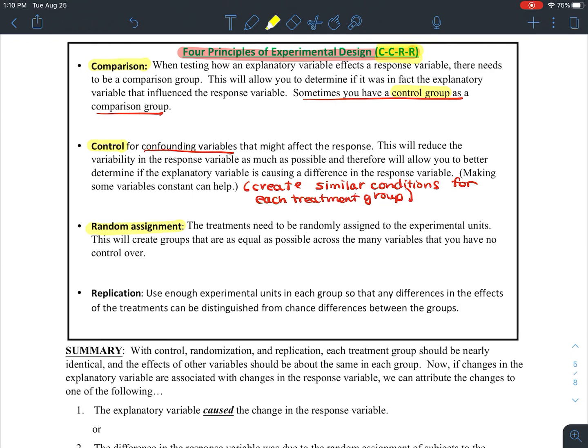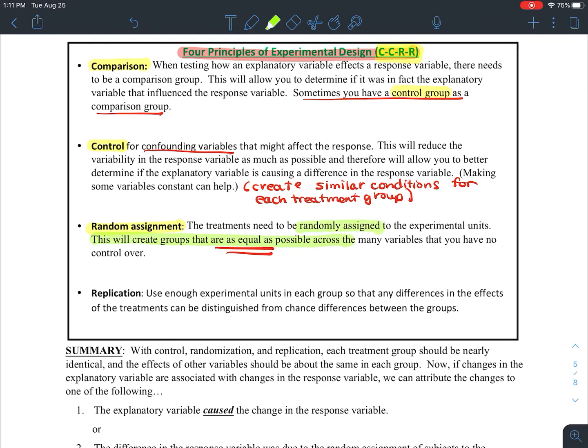Okay, the second component that should be in all experiments, and we've kind of hit on this a lot, is that we want to make sure that the treatments are being randomly assigned to the experimental units. Okay, the purpose of doing that is it's going to create groups that are as equal as possible. Okay, we'll use people for example. You want the people in your treatment groups to be as similar as possible, meaning not one treatment group maybe is all athletes and then this other treatment group are people that are not athletic. That is creating a potential confounding variable depending on what it is that you're trying to measure.